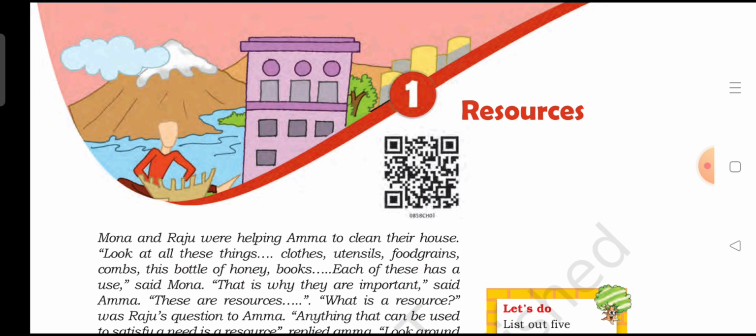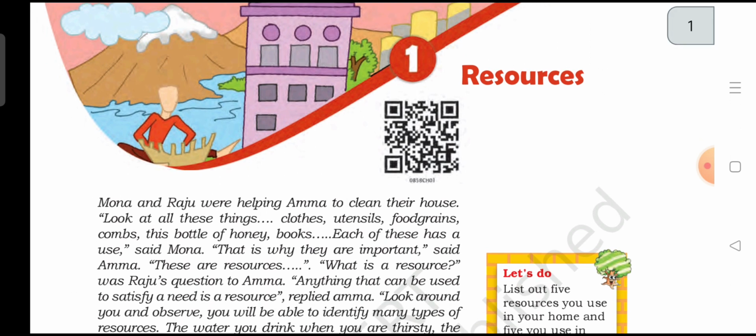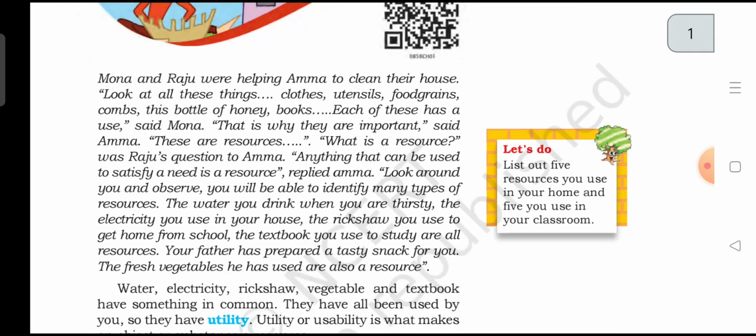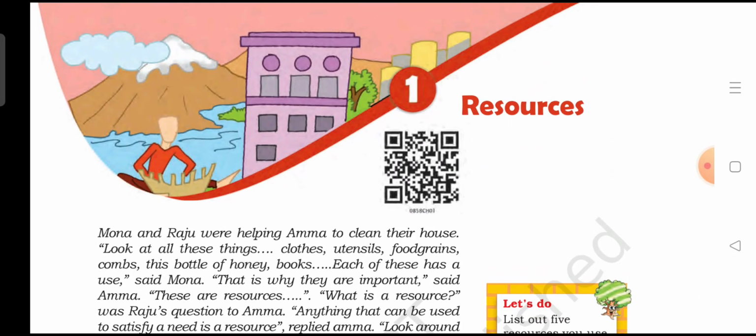But now you are having class 8th English and also social science. Today we are going to start our geography first chapter, which is resources. We will read today 2 pages and we'll understand what is written and what are resources.